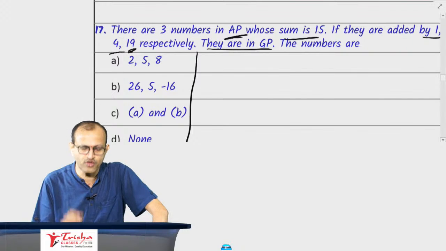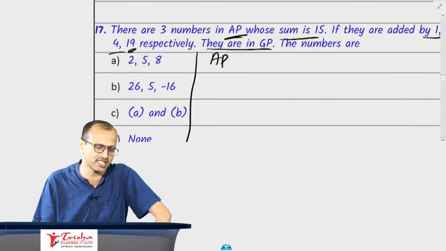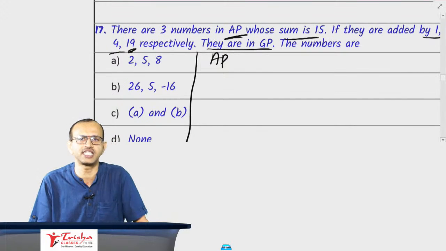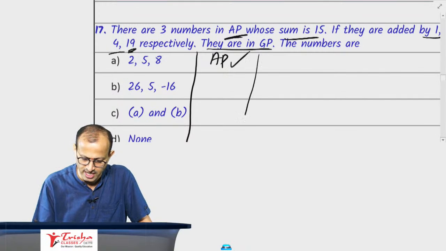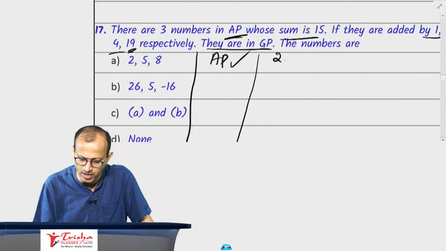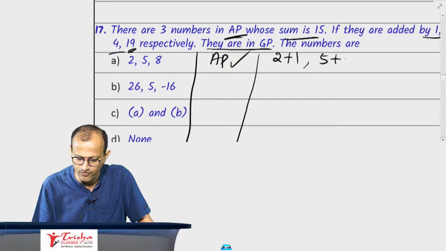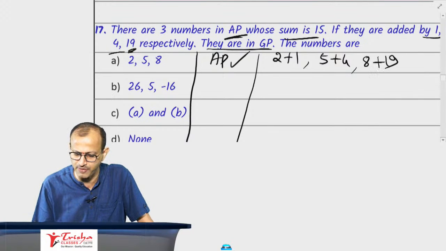First condition, 2, 5, 8. Is it in AP? Yes. Correct. Next, they say you have to add, for first one you have to add how much? 1. Second one you have to add 4. Third one you have to add 19. Third one is 8, 8 plus 19. They say that becomes GP.